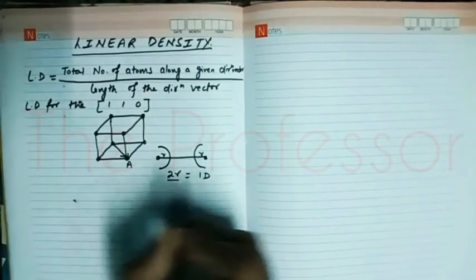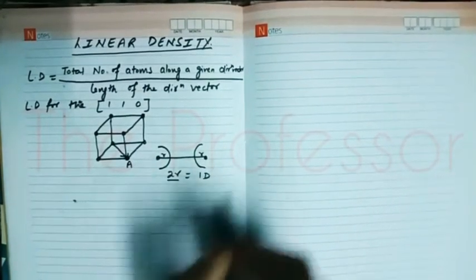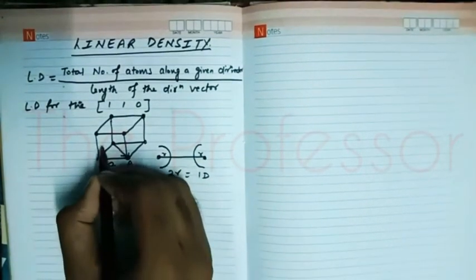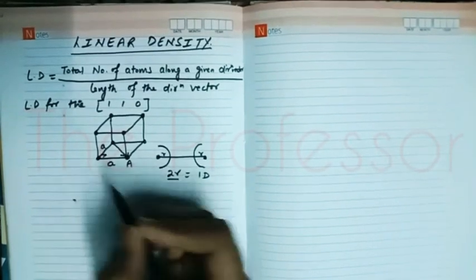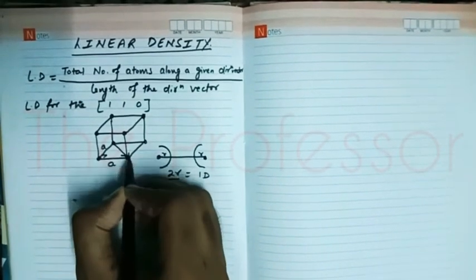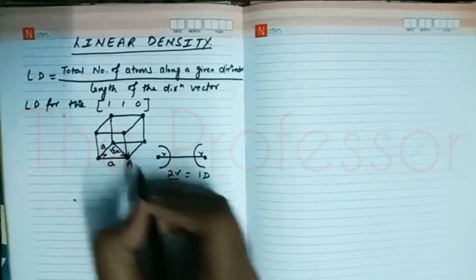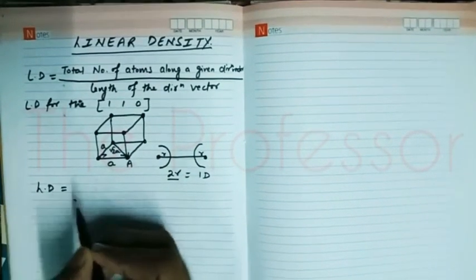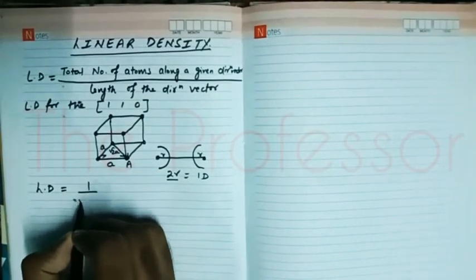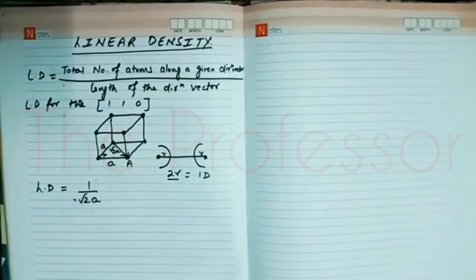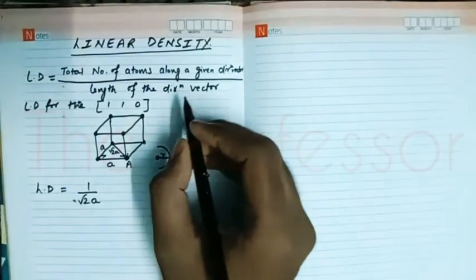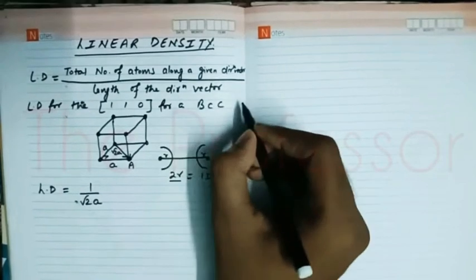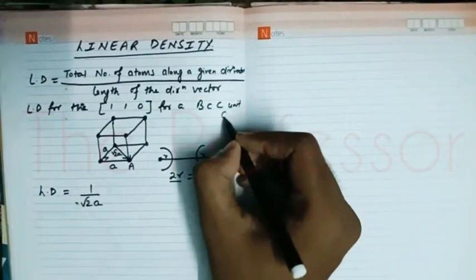And what is the length of this direction vector? Let us calculate it. We have the edge of this unit cell, A. This is also A. This is 90 degrees, right? So the length of this direction vector will be root 2 A. So what will be the linear density for this direction vector? It will be 1 divided by root 2 A, right? This was for a BCC unit cell.